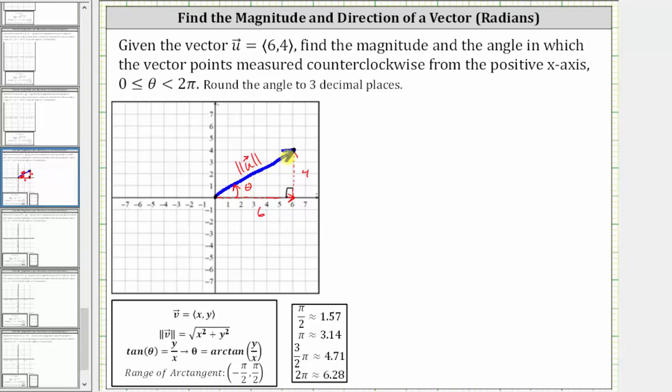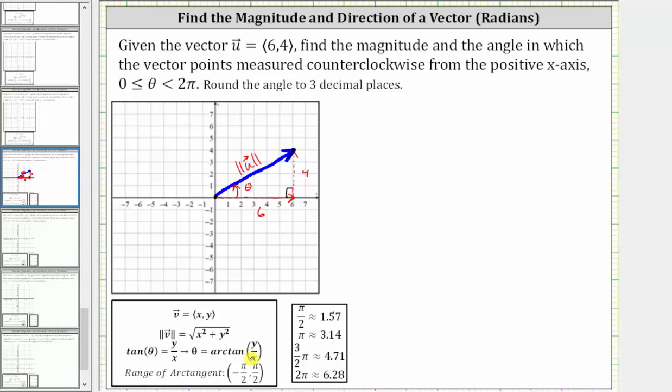So again, notice how because the magnitude is the hypotenuse of the right triangle, we can use the Pythagorean theorem and state that the magnitude of the vector is equal to the square root of the quantity x squared plus y squared. And then using right triangle trigonometry, tangent theta is equal to the ratio of the opposite side to the adjacent side, or we can say tangent theta is equal to y divided by x. Solving for theta, we have theta equals arctangent of y divided by x.